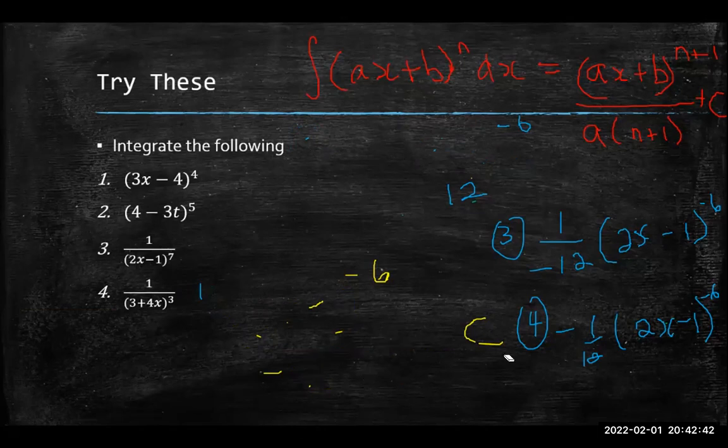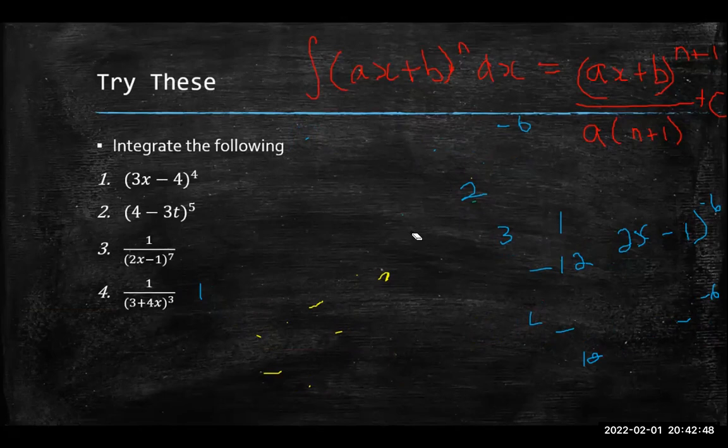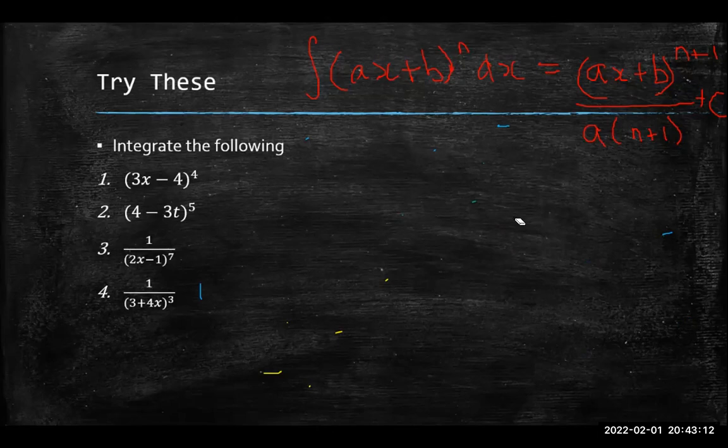In brackets, 3 plus 4x, close brackets, all to the power of -2, over -8, and to the right we have plus C. Good job. That's good. Yes, that's the correct answer. Yay.